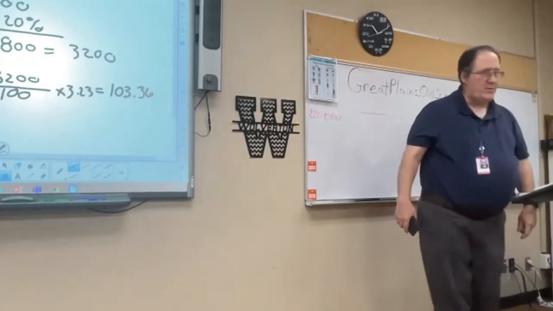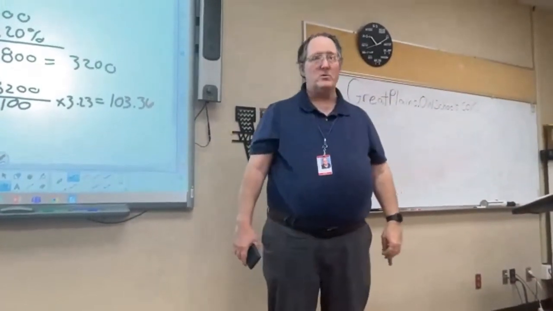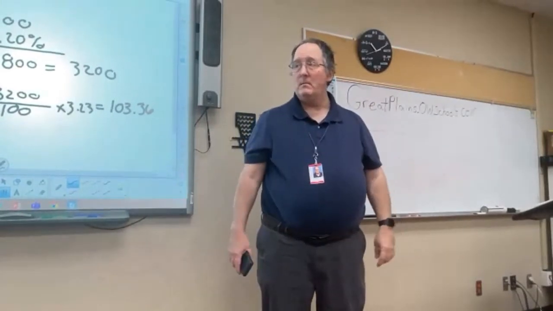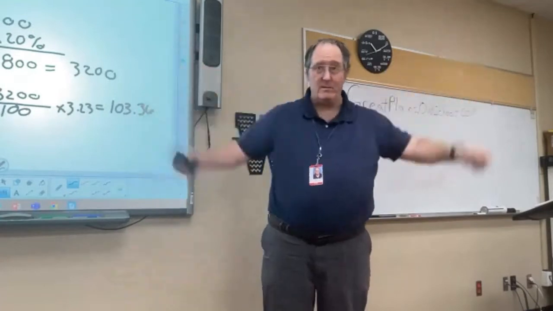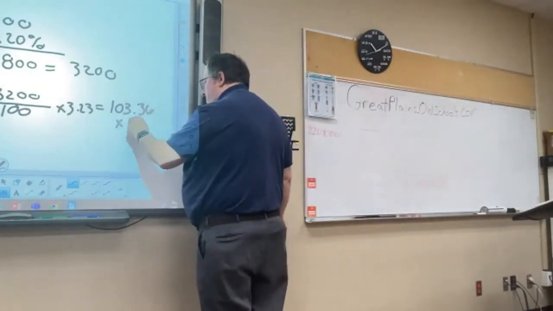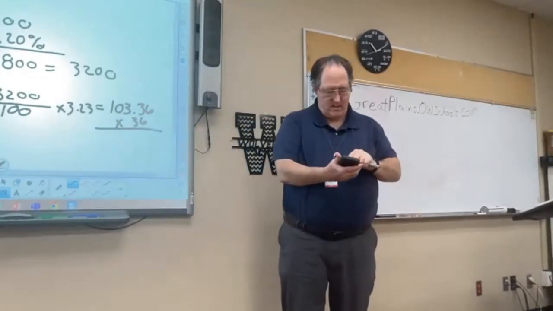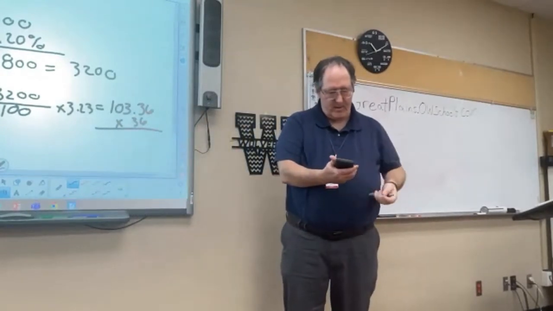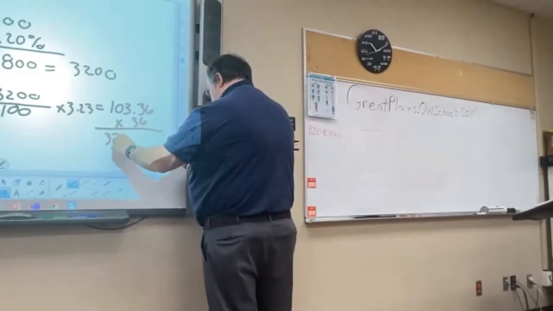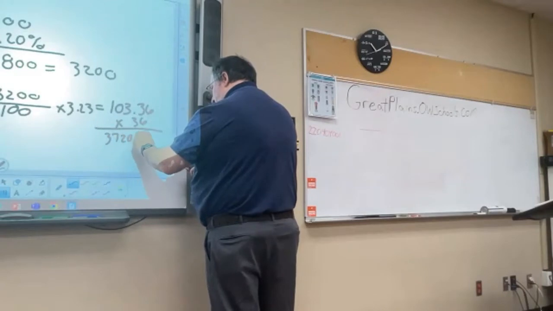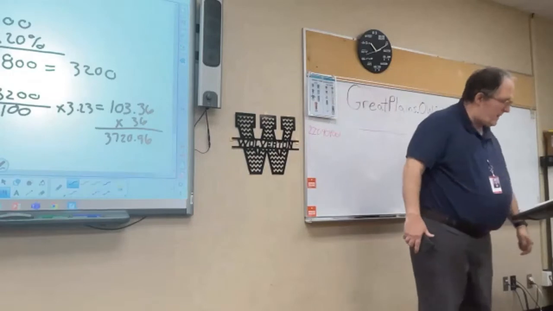Monthly payment, 103.36. That's what I'm going to pay every month. Now it's a 36-month loan. So how many payments do I have? 36. Okay. So how much do I end up paying the bank? 103.36 times the 36-month loan I get. I am paying back the bank $3,720.96. That is the amount paid back. Total amount repaid.